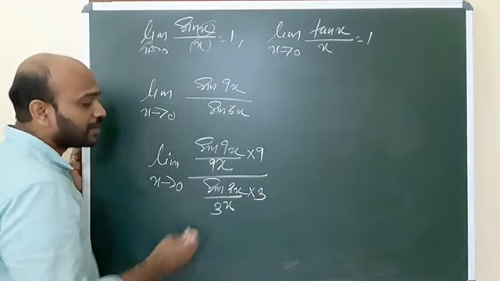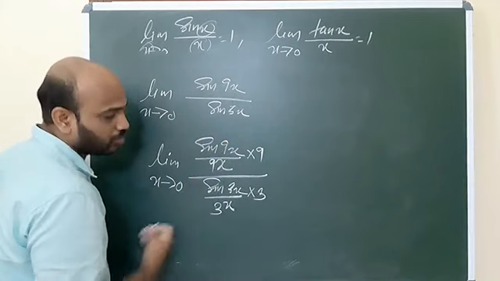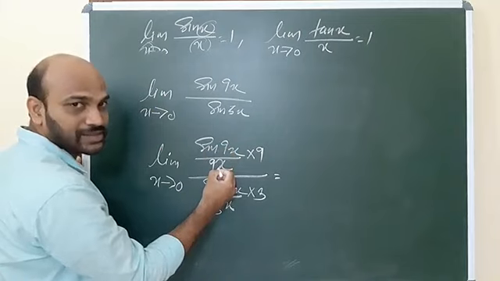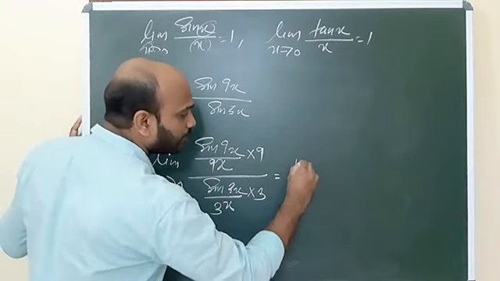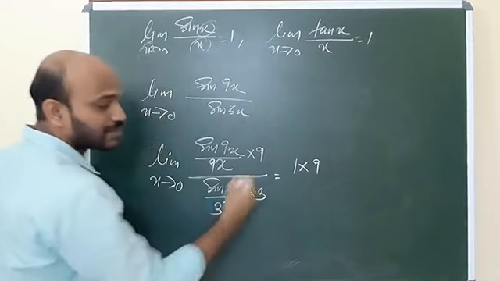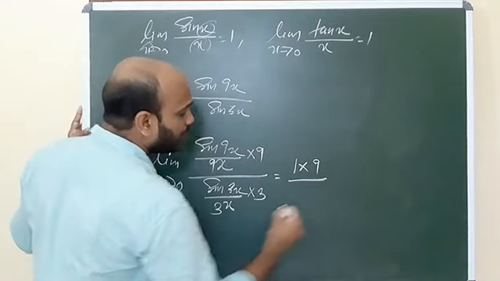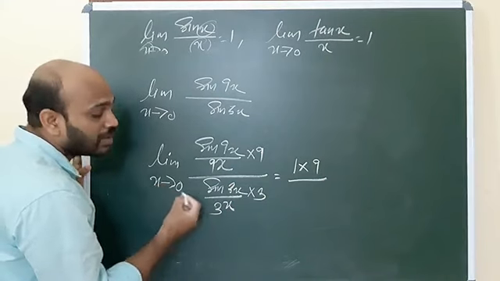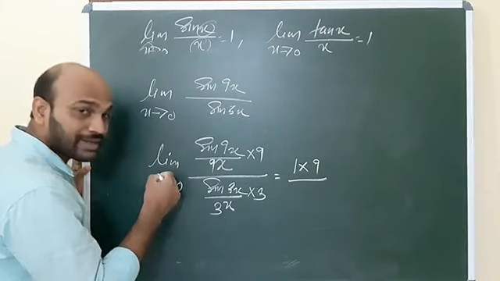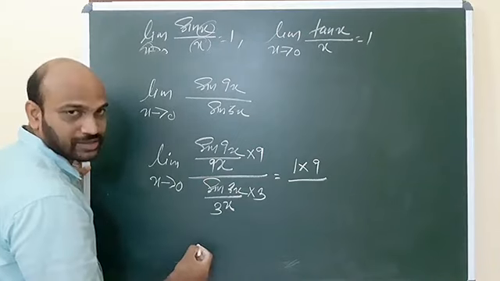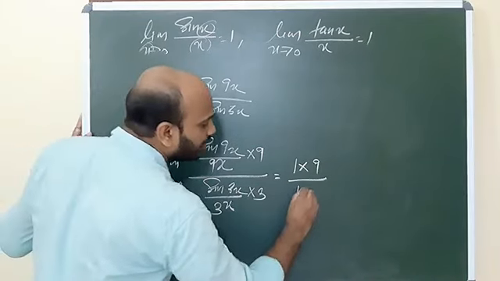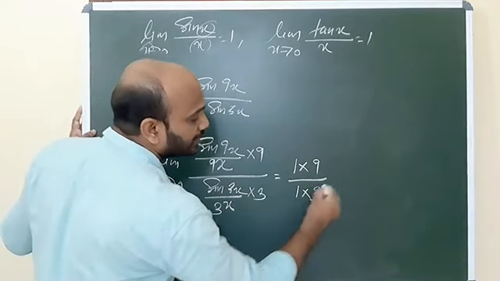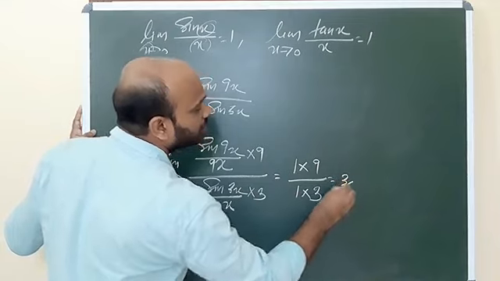Now we can apply the limit on numerator and denominator. So we'll get limit x tends 0 sin 9x by 9x, which will be equal to 1, then into 9 because 9 is a constant. And the denominator will be sin 3x by 3x. As x tends 0, 3x also tends 0. So limit 3x tends 0 sin 3x by 3x will be equal to 1, into limit x tends 0, 3. 3 is a constant, so we'll get 3. So 9 by 3 equals 3.